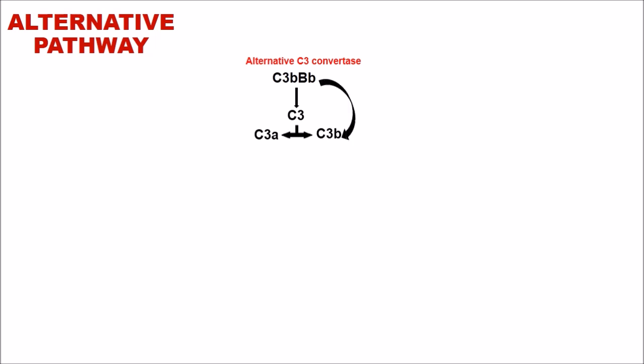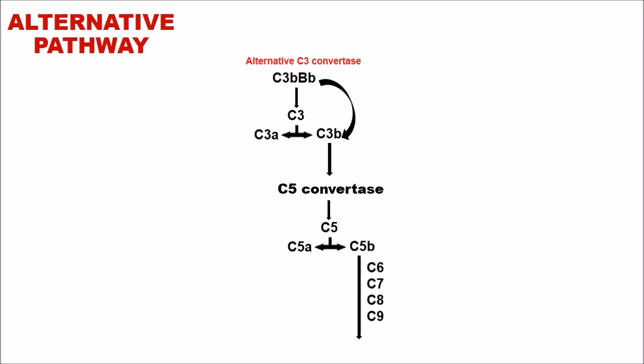This C3b then combines with C3 convertase and forms C5 convertase. This C5 convertase then splits C5 into C5a and C5b molecules. This C5b molecule is a larger molecule which further combines with the C6, C7, C8 and C9 components to form a complex, C5b6789. This is nothing other than the membrane attack complex.